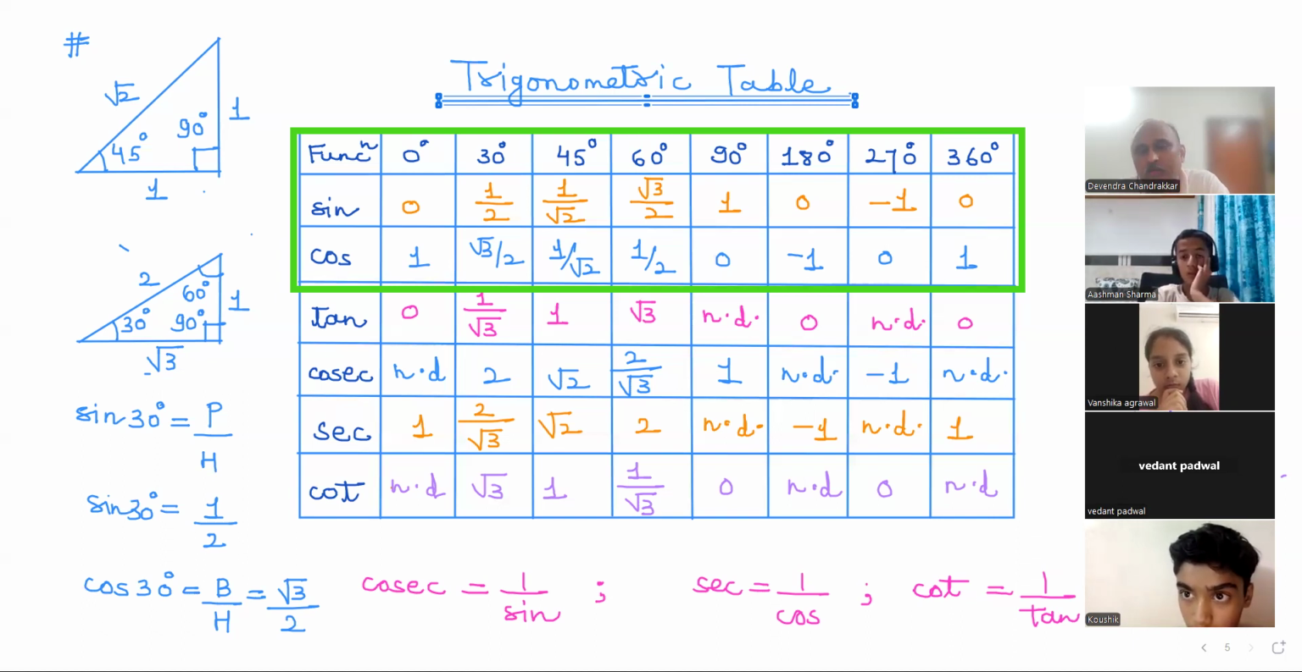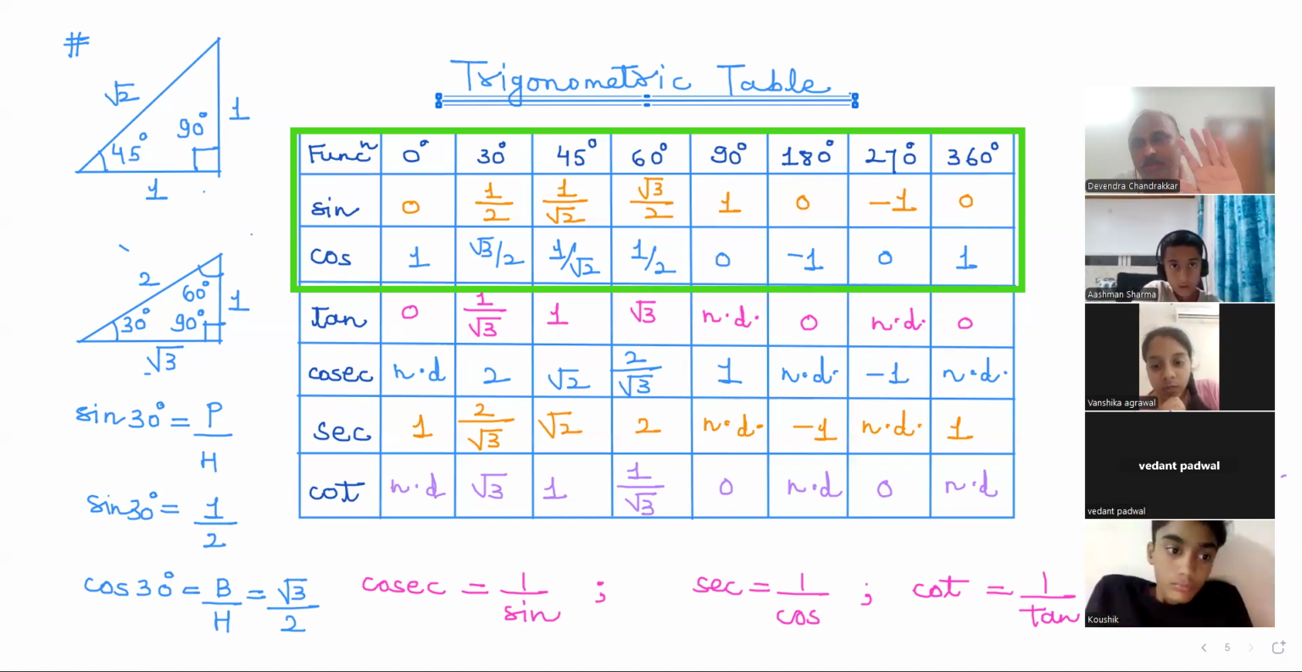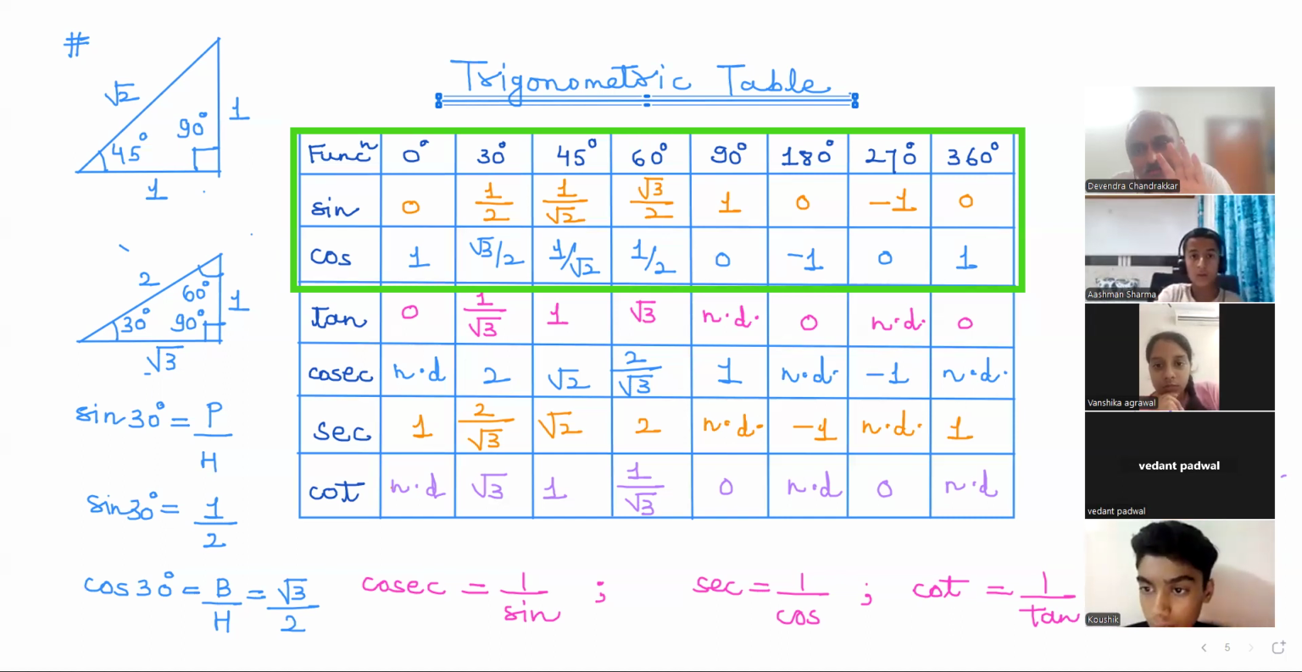So what we did was we found the trigonometric values of the standard angles of the first quadrant and all the reference angles. हमने क्या निकाला इसमें? हमने सारे reference angles के और standard angles of first quadrant के trigonometric values निकाले, है ना? Good.